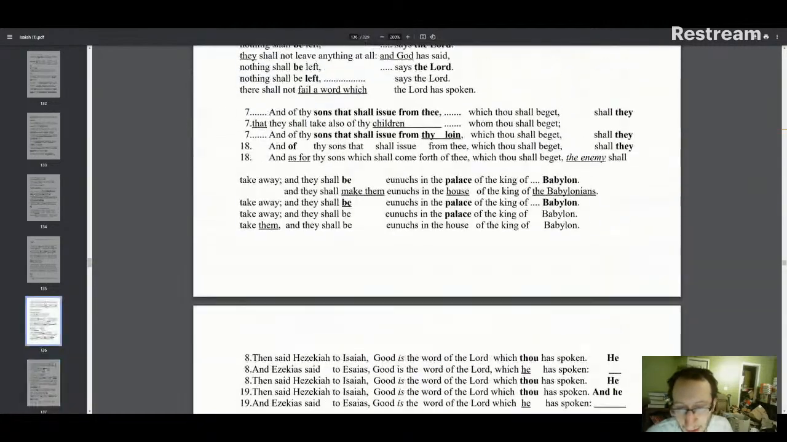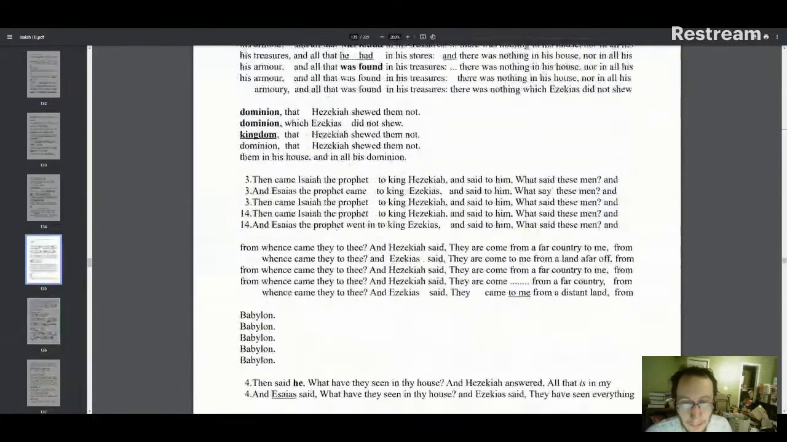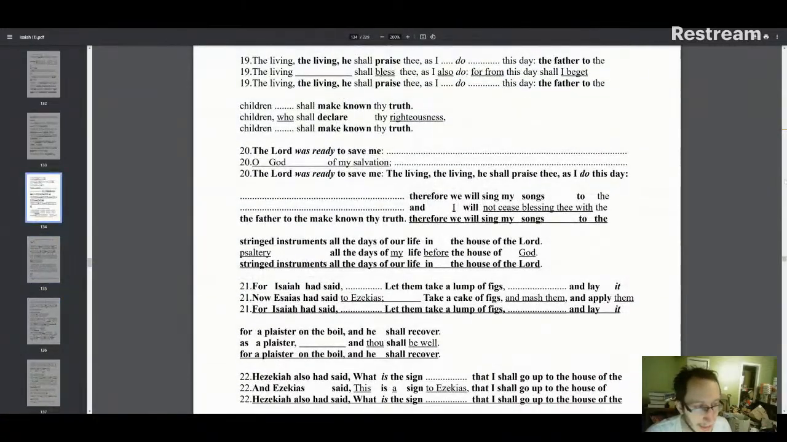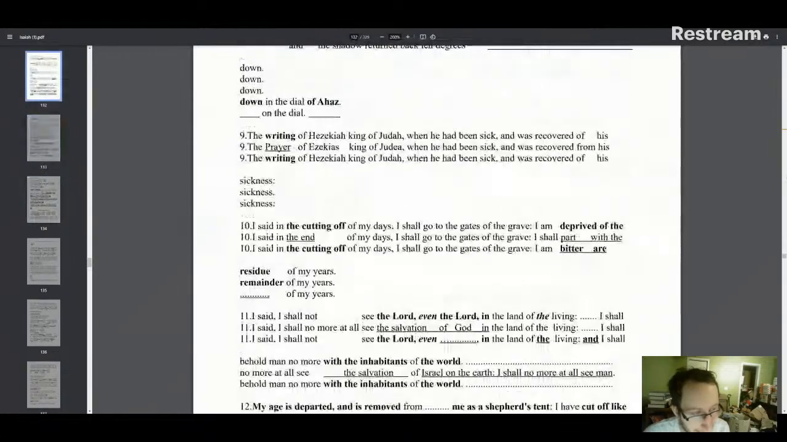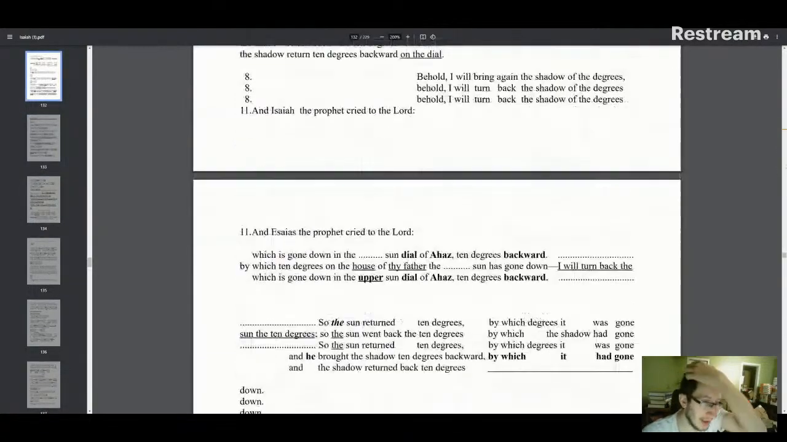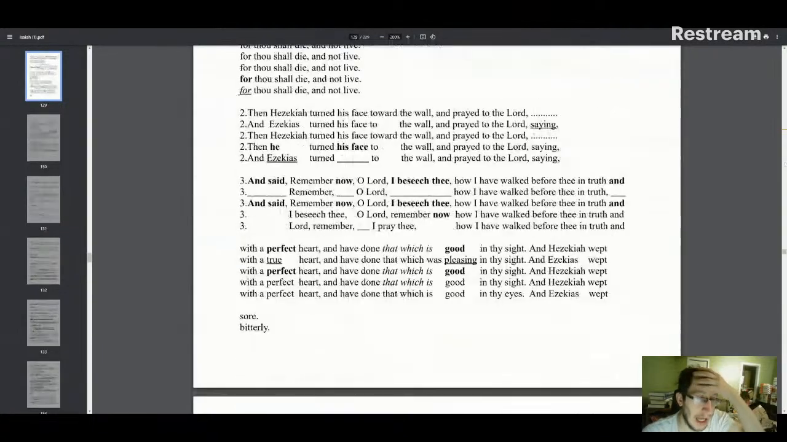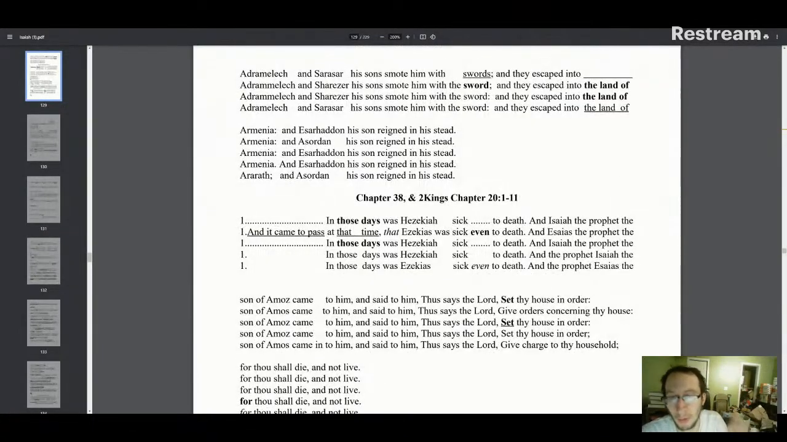Okay, so that is the parallel. As we could see, it's very clear that these chapters are the same exact text. So the question is, how did this happen? How did so much of Second Kings and Isaiah appear to be the same? I believe that this was added into the book of Isaiah. It was not originally part of the book of Isaiah. So let me stop sharing for a second.